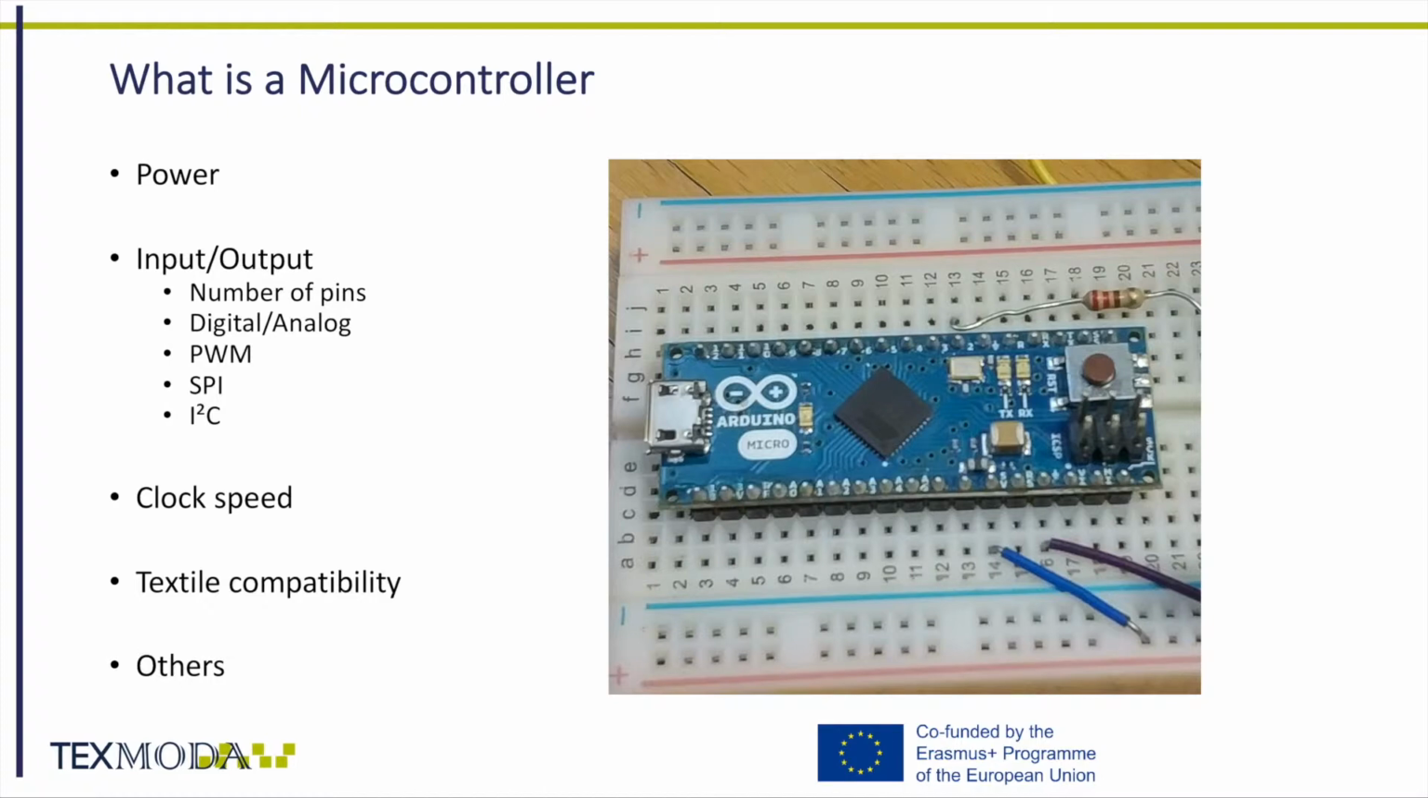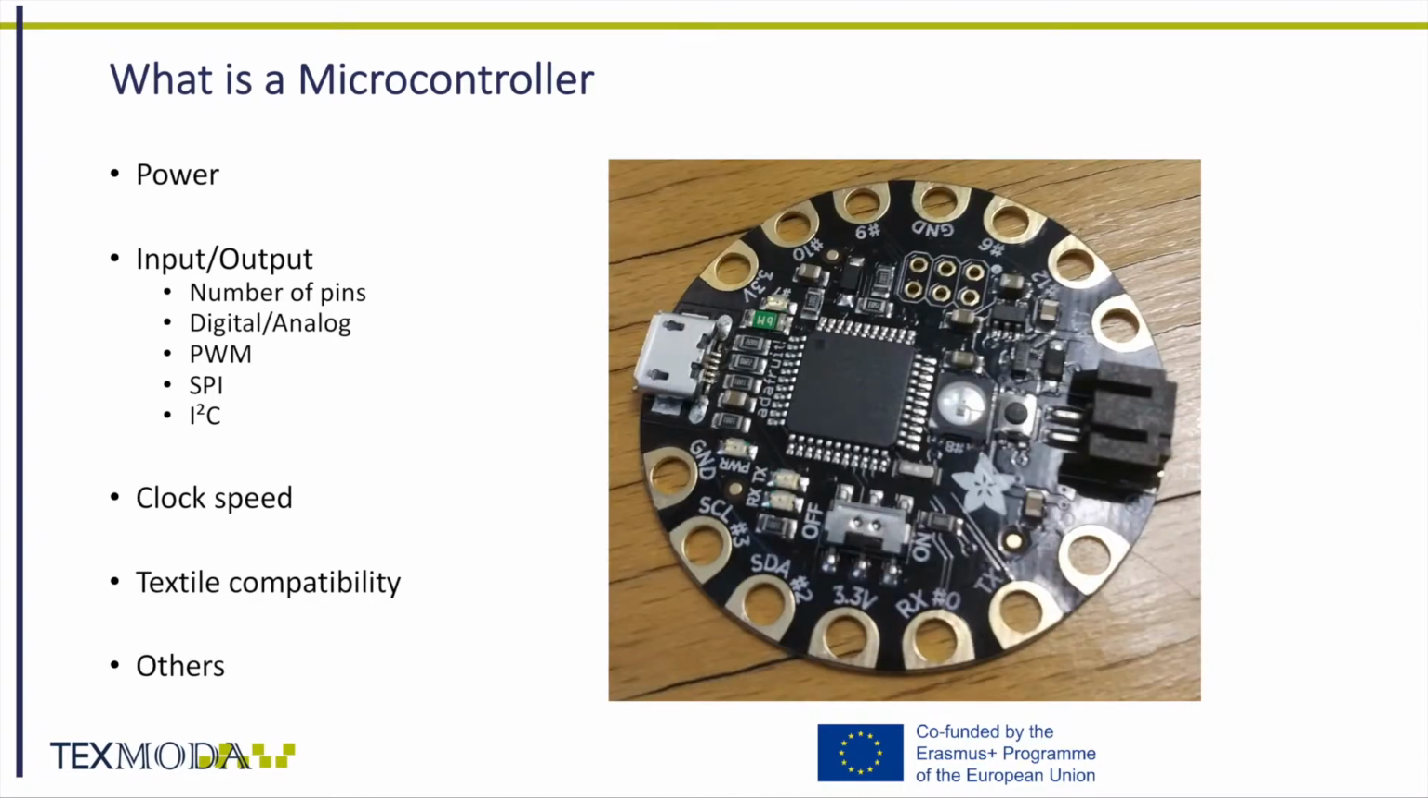Nowadays, there are several commercial products on the market, which are called sewable microcontrollers. These kinds of microcontrollers have a round shape which allows them to avoid damaging the textile fabric. Their connection pins are hole-shaped, which makes them compatible with the sewing process by needle.